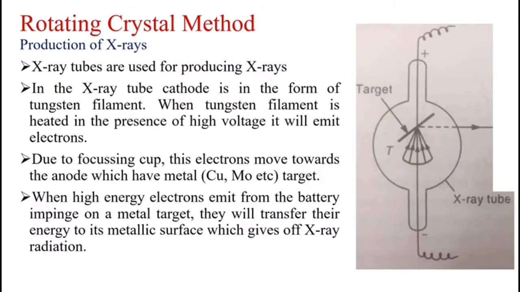First we will discuss the production of X-rays, because X-rays are used for the study of crystals. X-ray tubes are used for producing X-rays. So this one is the X-ray tube. This X-ray tube is associated with an anode, a cathode connected to a battery, a metal target and the focusing cup. In the X-ray tube, the cathode is in the form of a tungsten filament. When the tungsten filament is heated in the presence of high voltage from the battery, it will emit electrons.